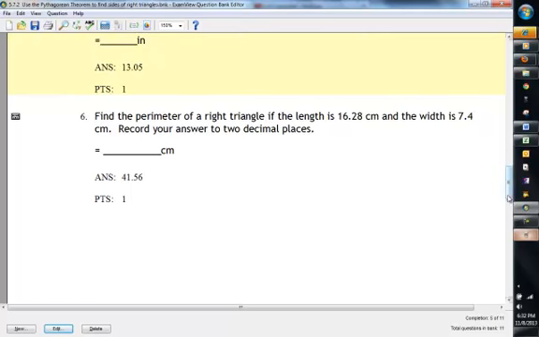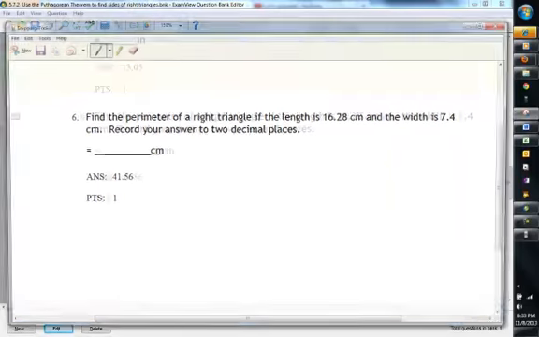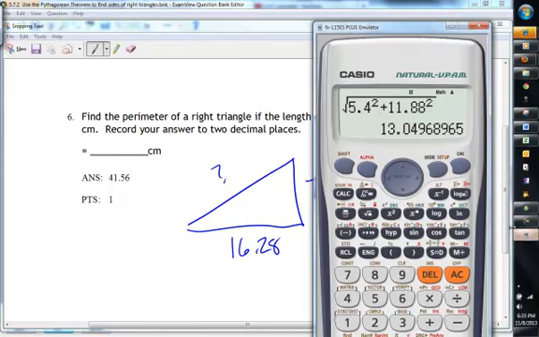Find the perimeter of a right triangle. Okay, so we've got a right triangle. This leg is 16.28. This leg is 7.4. We have to add in that side. So the first thing we're going to do is to find that side.